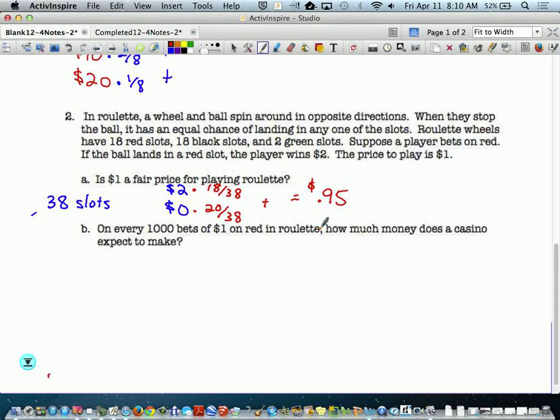Is this a fair game? Absolutely not. Because my expected value is less than what I'm paying to participate. Right? So you can write kind of whatever reason you want. It's not fair because I'm spending $1, but I'm only expecting to win 95 cents back.